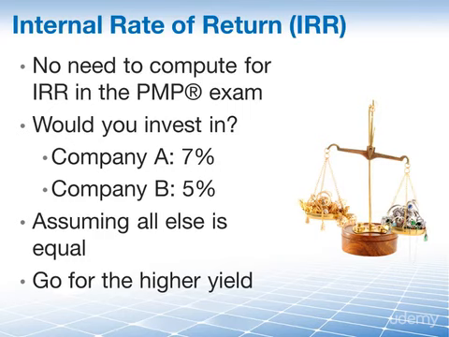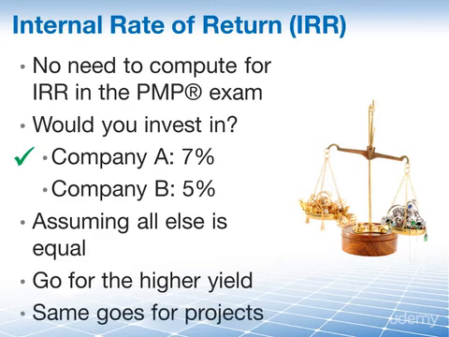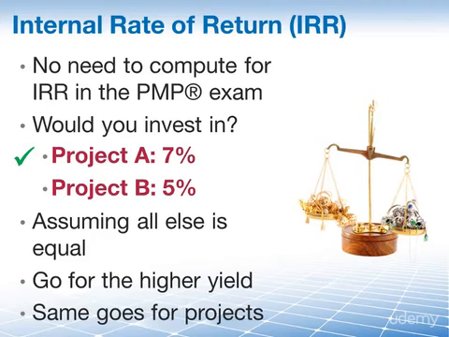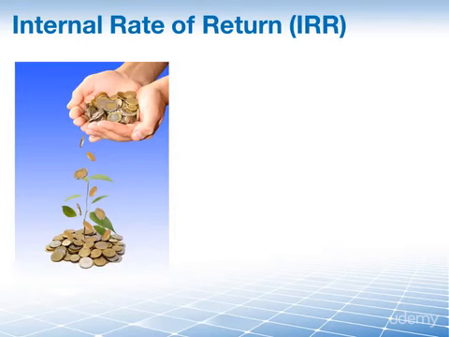You would take company A because they're paying out a 7% interest, and it's exactly the same with the internal rate of return in investing in different projects. For example, if instead of company A and B you had to choose between project A and B, you would of course choose the project with the higher return or internal rate of return. Now we are ready to look at the definition.